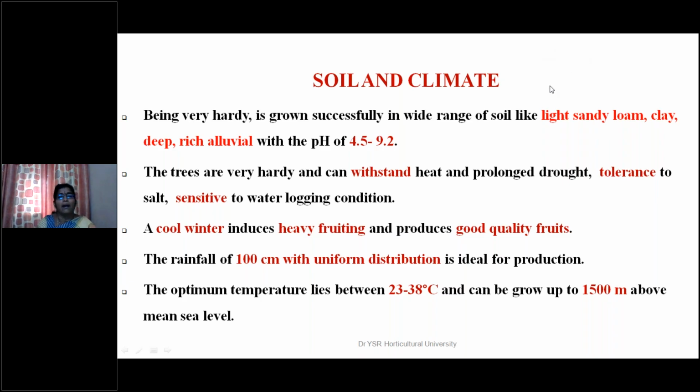And apart from this, it can withstand heat and prolonged drought, and it has tolerance to salts also, but it cannot withstand waterlogging conditions. So whatever fruits are harvested during cool winter will have very good quality and nutritional value. In areas where the rainfall is 100 centimeters and well distributed, it is ideal for production of guava, and it can be grown when temperatures are 23 to 38 degrees centigrade, and up to 1,500 meters above mean sea level.